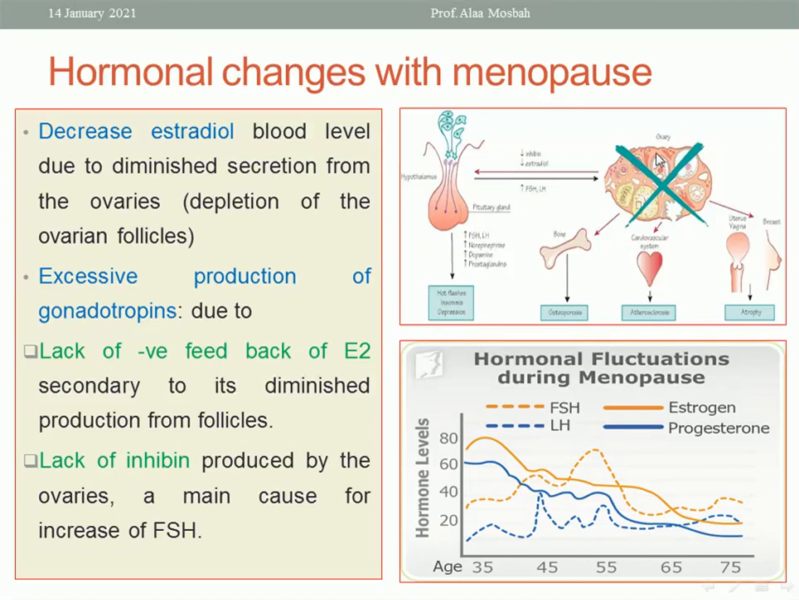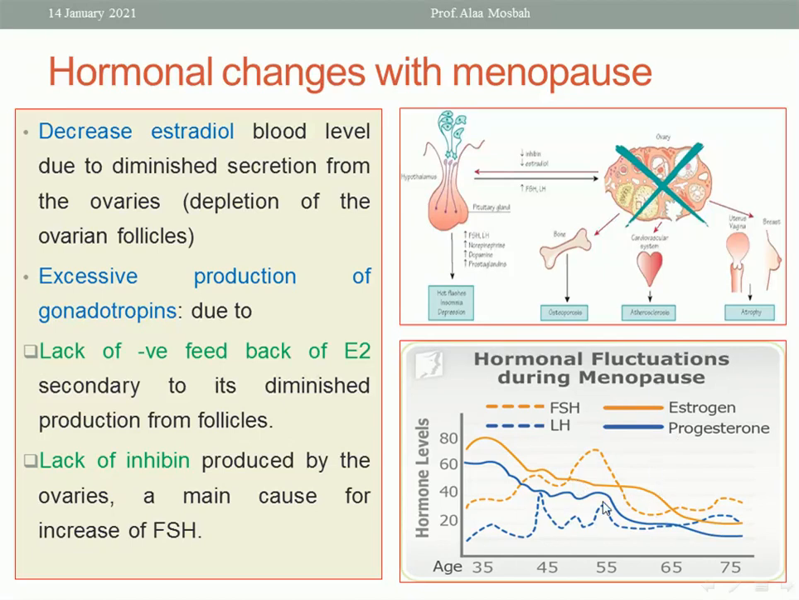What is the result of decreased estradiol secretion from the ovary? It will affect the bone, the blood vessels, the genital tract and the breast. In bone, it may cause osteopenia or osteoporosis. In the cardiovascular system, it may cause atherosclerosis. In the genital tract and the breast, it may cause atrophy because of deficiency of estradiol or estrogen. So this is the main problem here, the decrease of estradiol.